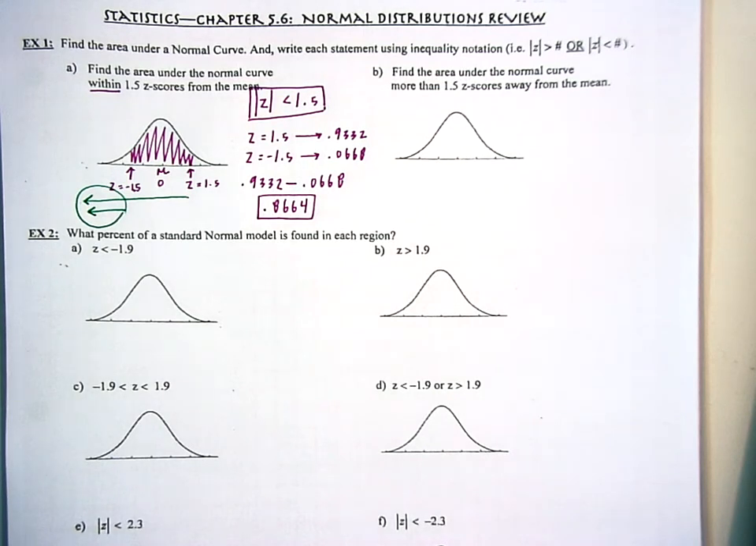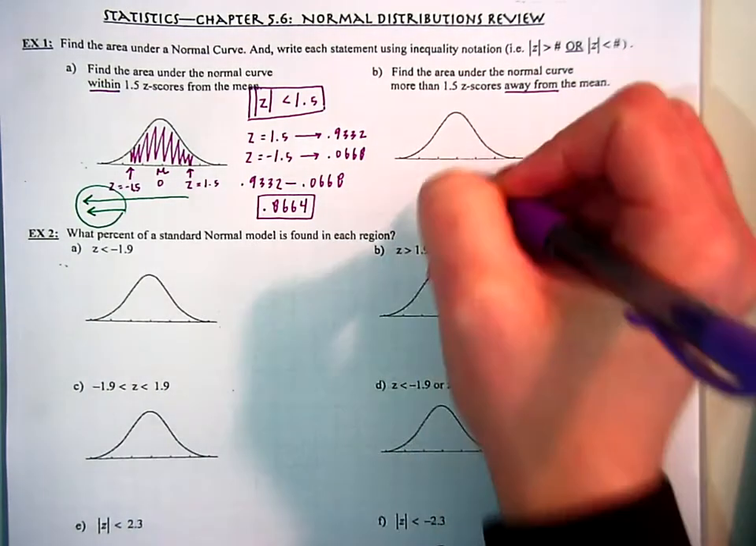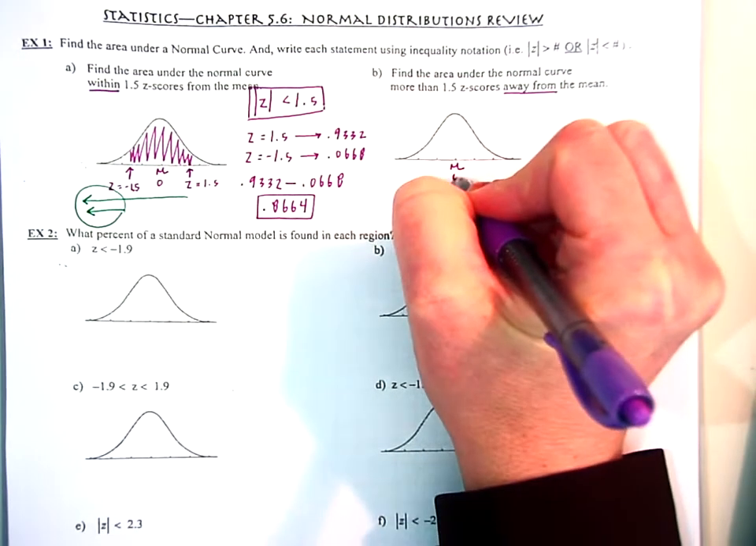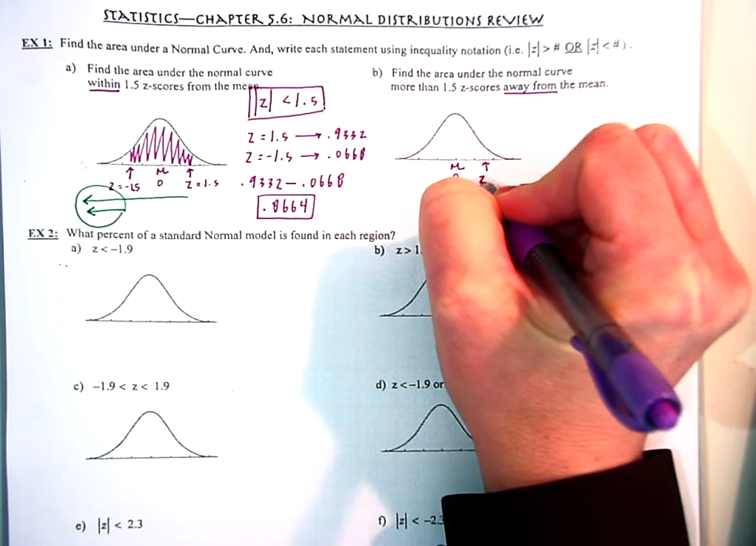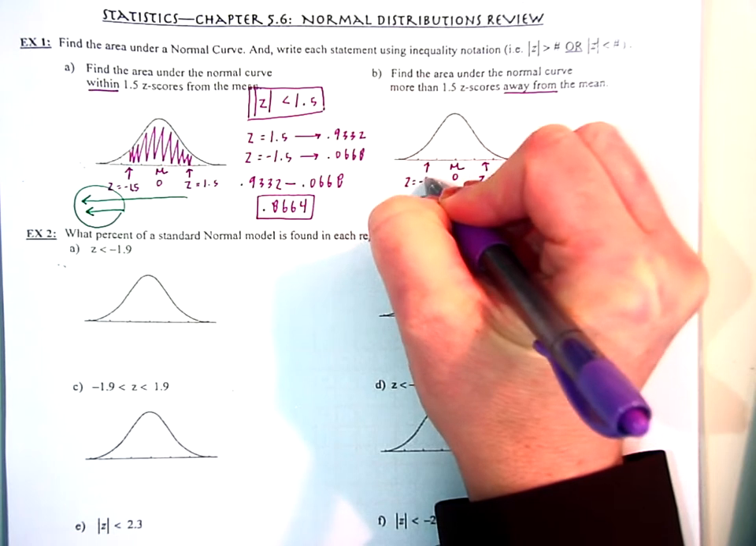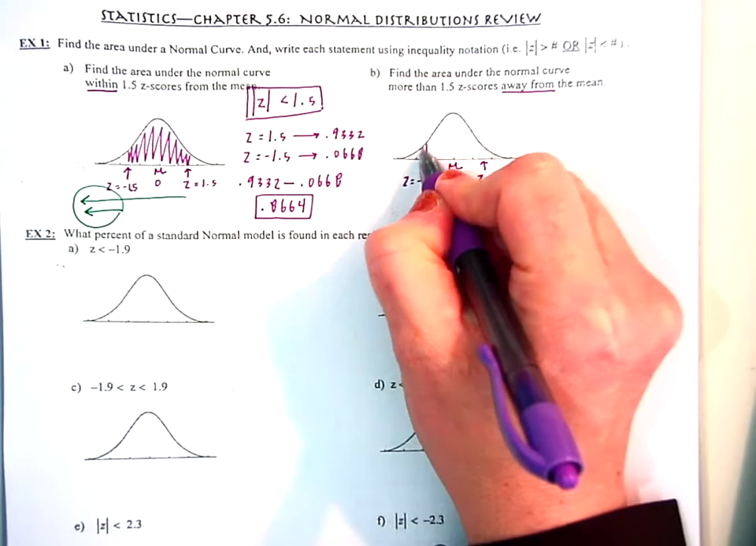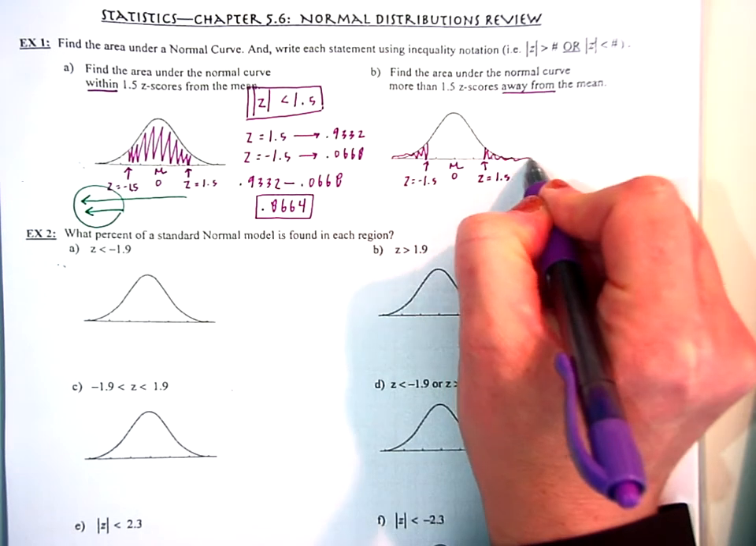All right, next one, B. Find the area under the normal curve that is more than 1.5 z-scores away from the mean. So here again, I'm going to drop my anchor there at the mean, z-score of 0. I'm going to make a little marker here at a z-score of 1.5, and here, negative 1.5, because at those two extremes, we are 1.5 z-scores away from the mean. So if I want to be more than 1.5 away from the mean, I'm saying we're looking at the two tail regions here and here.